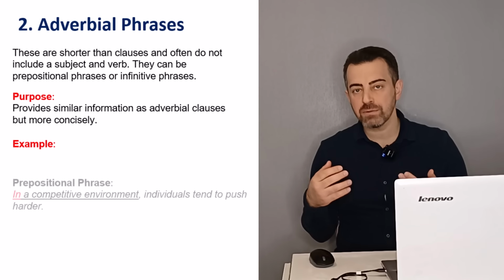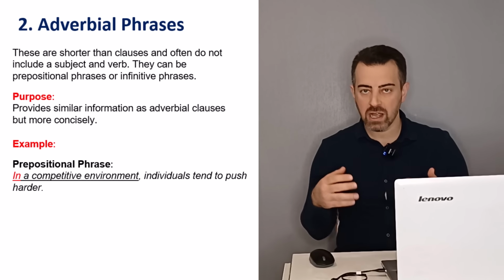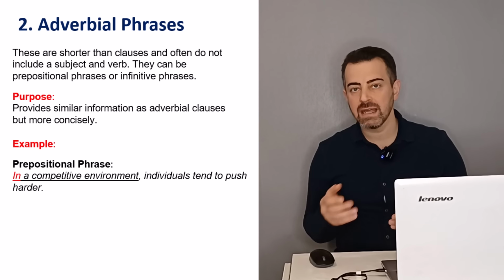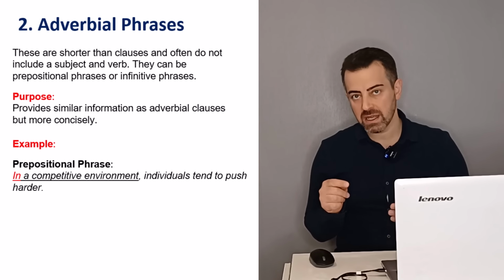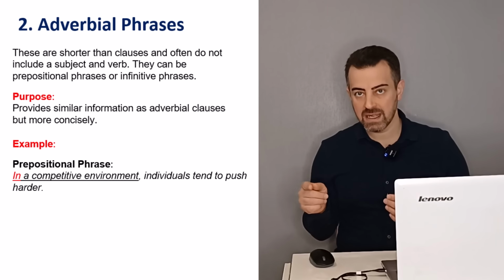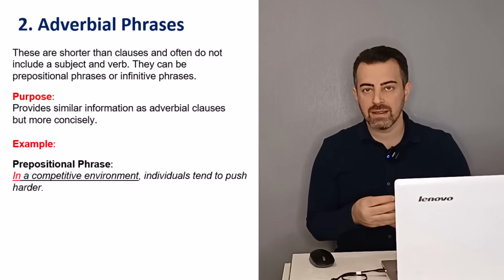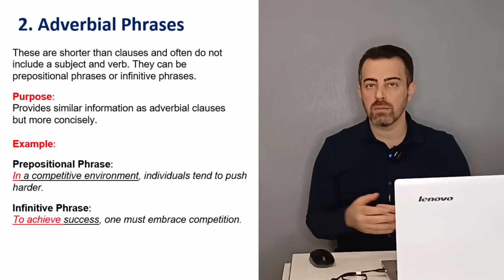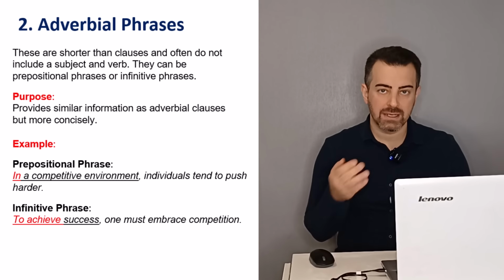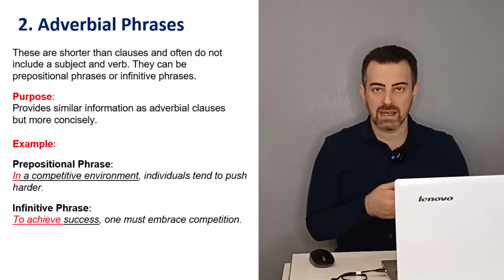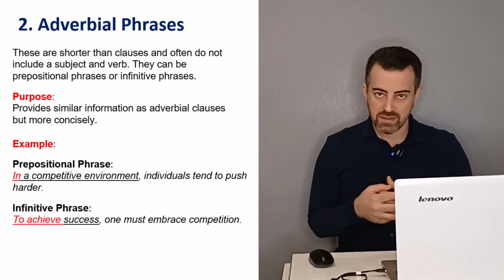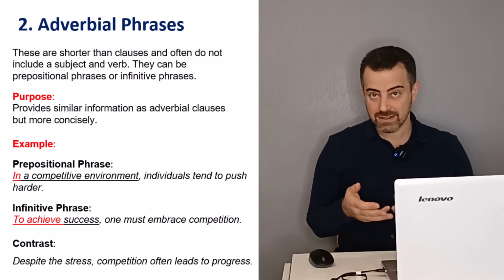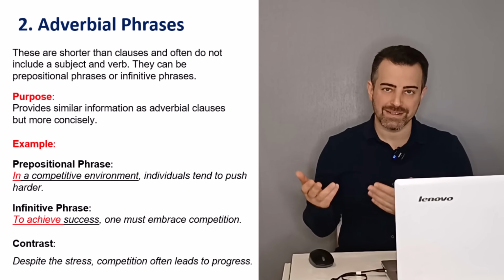First of all, using a prepositional phrase. In a competitive environment, individuals tend to push harder. In is a preposition. In a competitive environment is a prepositional phrase. Now using an infinitive phrase. To achieve success, one must embrace competition. To achieve success is an infinitive phrase. Using them to talk about contrast, like this. Despite the stress, competition often leads to progress.